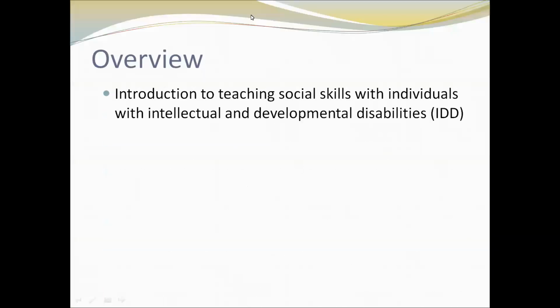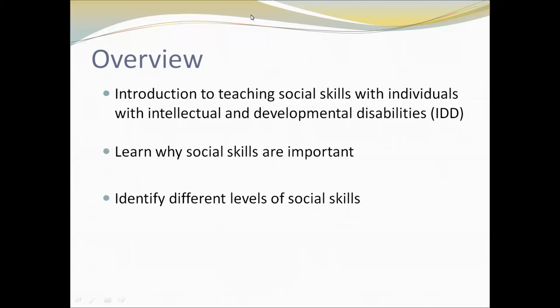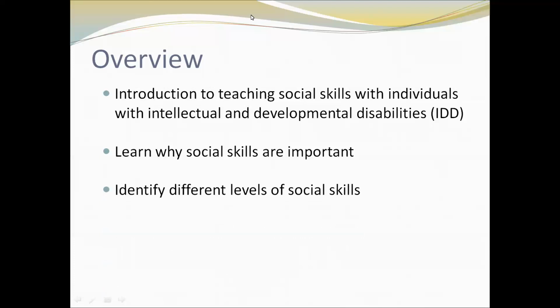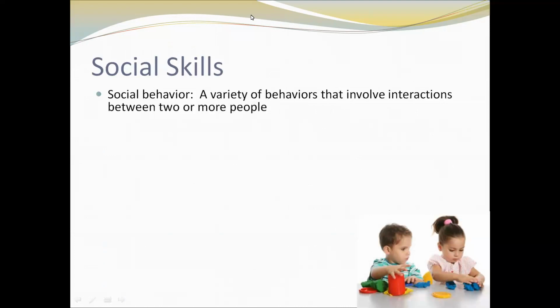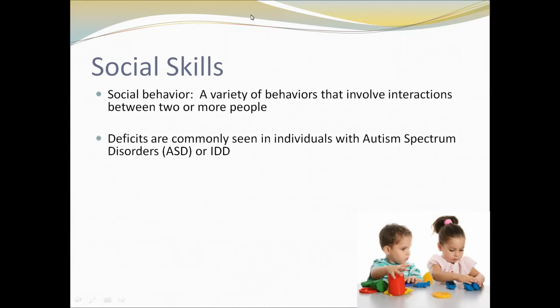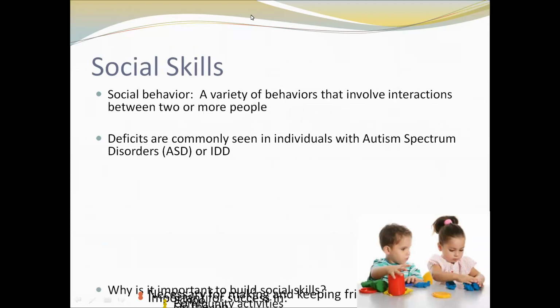Just a quick overview. We're going to give you an introduction to teaching social skills to individuals with intellectual and developmental disabilities. Also, we're going to learn why social skills are important. We're also going to identify different levels of social skills, and lastly, become familiar with techniques to teach social skills. All right. So what is social behavior? Social behavior is a variety of behaviors that involve interactions between two or more people. Most of the deficits are commonly seen in individuals with autism spectrum disorders or IDD, ASD or IDD.